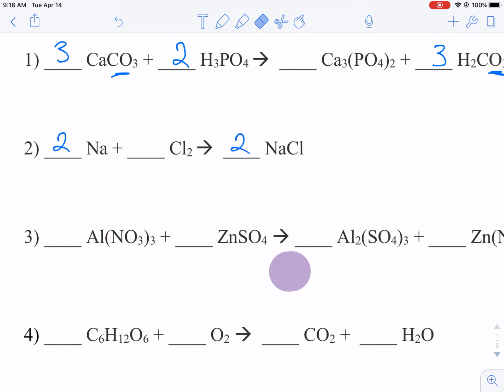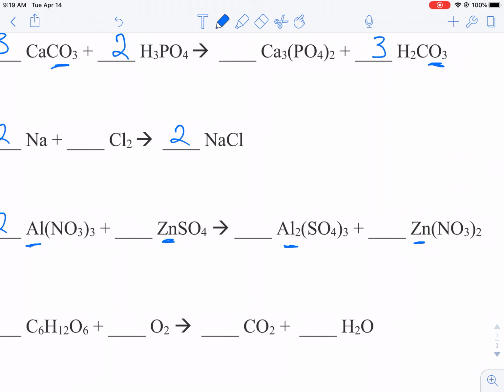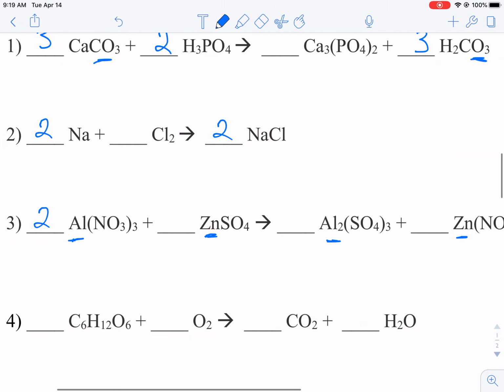For number 3, start with my Als. I have 1 Al in my reactants. I have 2 in my products. So I'm going to put a 2 in front of that, Al(NO3)3. Next, I want to go to zinc. I have 1 zinc in my reactants. I have 1 zinc in my products, so that's good.